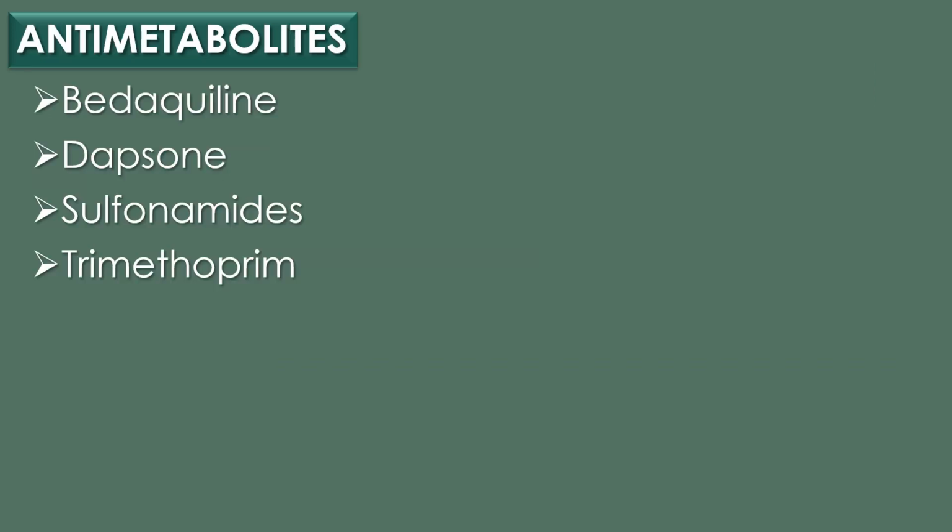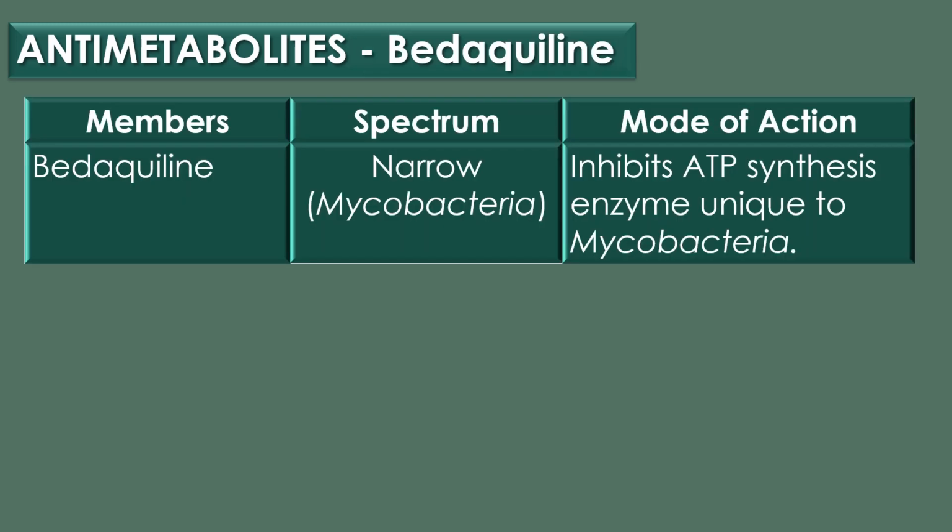The fifth category of the classification of antibiotics is antimetabolites. Under the antimetabolites, 4 groups of antibiotics are present. They are bedaquiline, dapsone, sulfonamides, and trimethoprim. The first antibiotic group of the antimetabolite category is bedaquiline, and this bedaquiline exhibits narrow spectrum of activity against the Mycobacterium species like Mycobacterium tuberculosis and Mycobacterium leprae. Regarding the mode of action, it inhibits ATP synthesis enzymes which are unique to the Mycobacteria species.